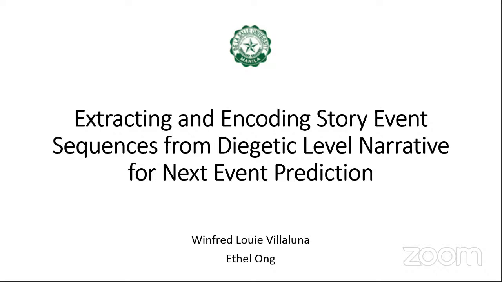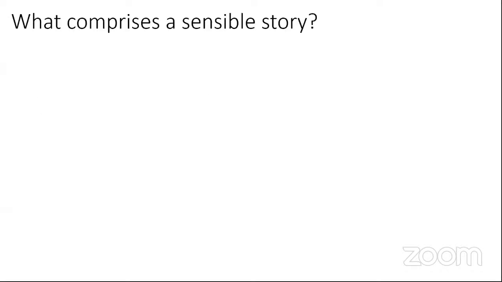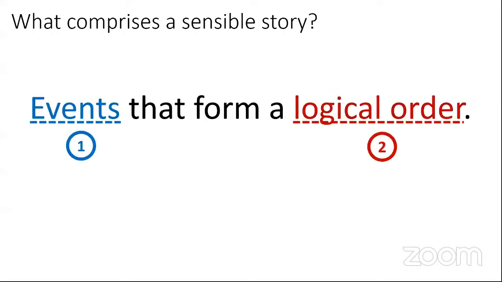However, when asking a machine to actually do this, chances are it will have difficulty in providing a sensible answer that you're looking for. So, to pry deeper into this, how sensible can AIs go in continuing a story? What is a sensible story? So, to put it directly, a sensible story means that what happens, or what we call events, form a logical order. To simplify the discussion, let's break this down even further into two different points of interest. So we have events and logical order as our interest.